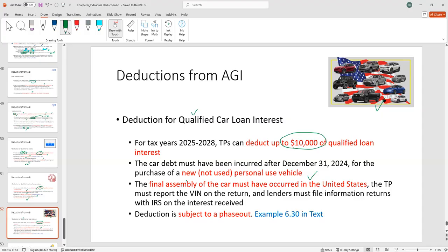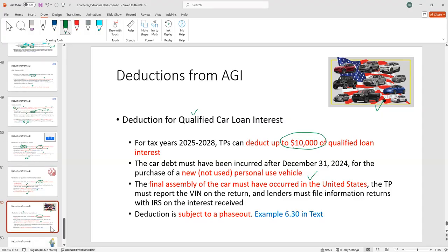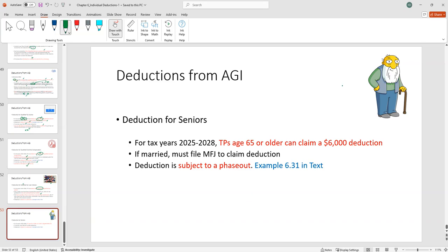There's a lot of information you have to put on here to get this, but that would be a deduction. The final one was Trump's promise in the campaign for no tax on Social Security. So this isn't a Social Security deduction, but it kind of acts like it. If you're 65 plus, you can get a $6,000 deduction. Again, you have to do MFJ, and again, there's a phase out.